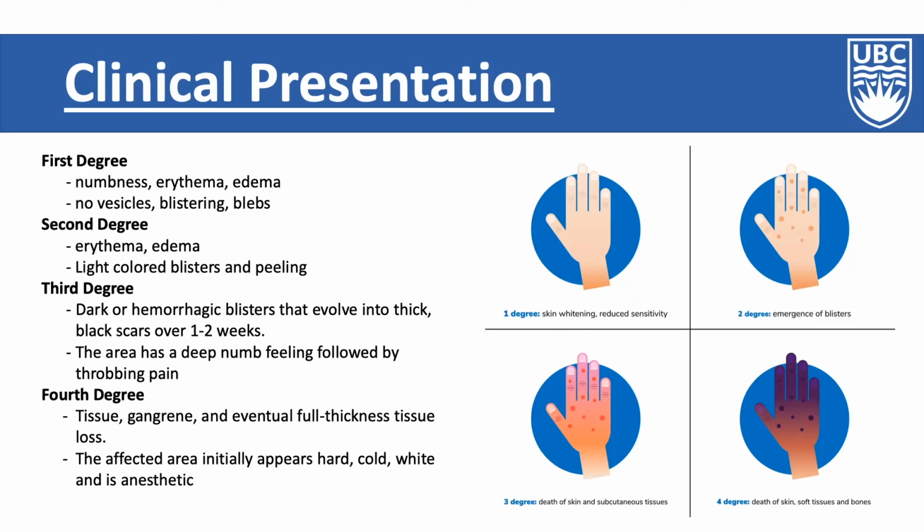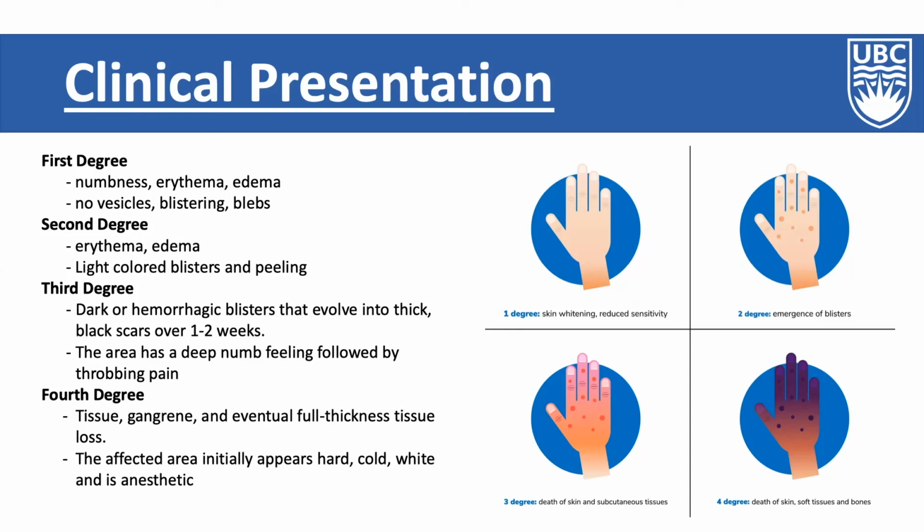The injury is full thickness and involves skin, subcutaneous tissue, muscle, and even bone. There's little edema present, and the skin is initially mottled deep red or cyanotic and eventually can become dry, black, and even mummified. This one is pretty severe and can lead to necrosis, gangrene, and even full thickness tissue loss.